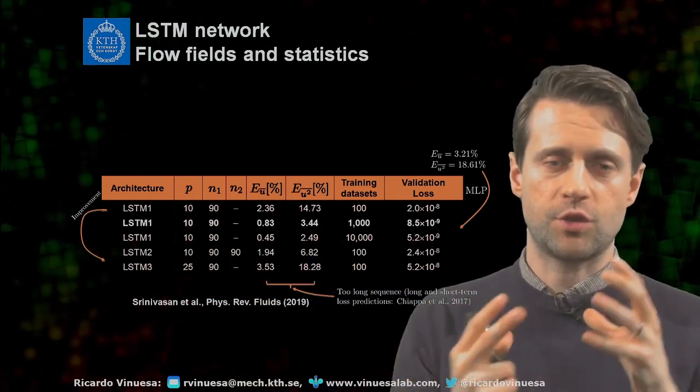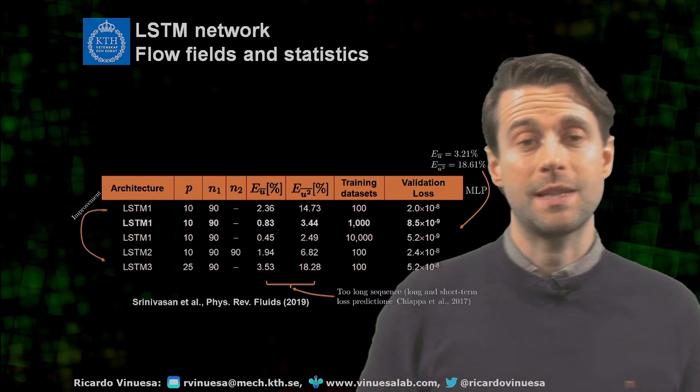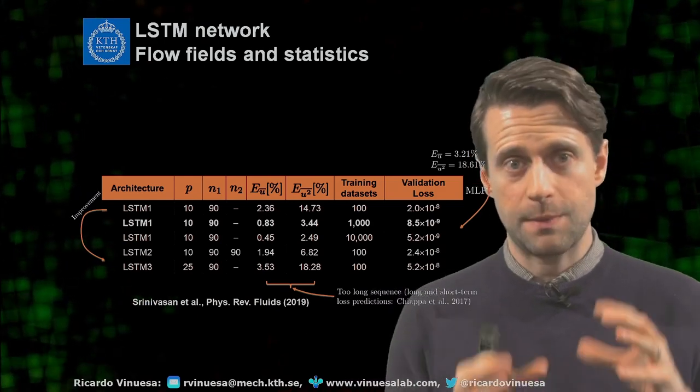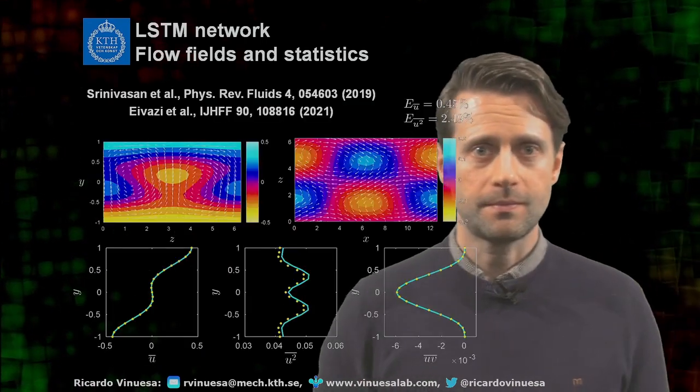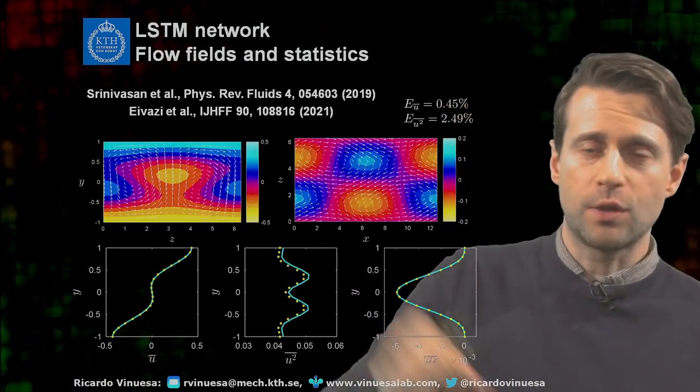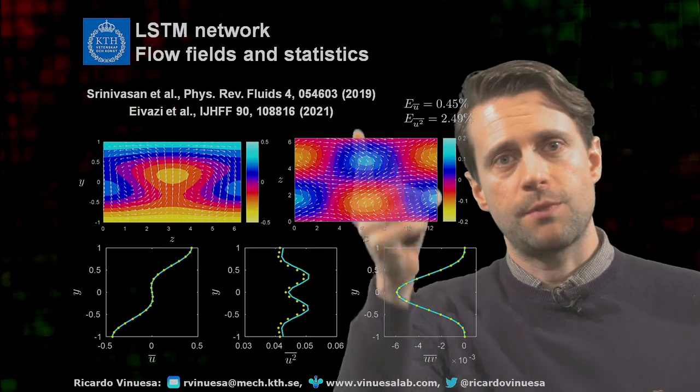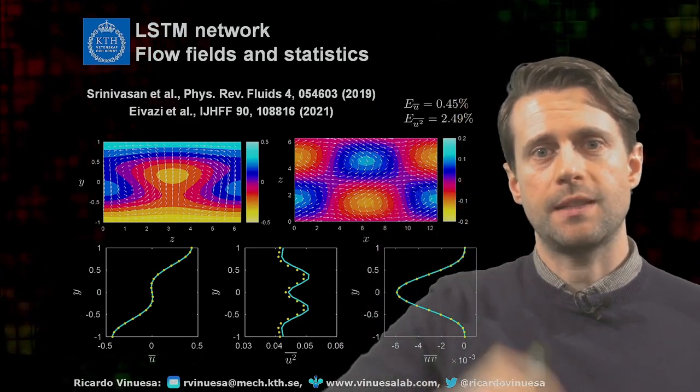So there is a little bit of a trade-off there, and I'm going to be discussing some of the implications of having good short-term predictions compared with the statistical ones. But before, let's look at the data. I mean, clearly, as I mentioned before, the relative errors are very low for the mean and the fluctuations.